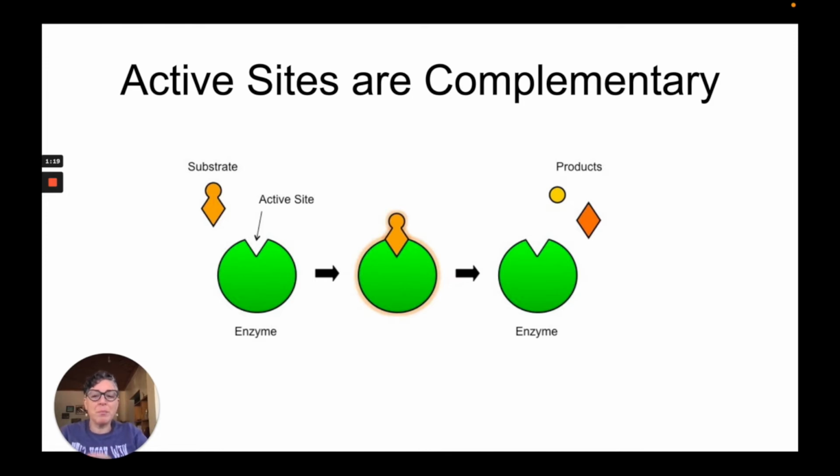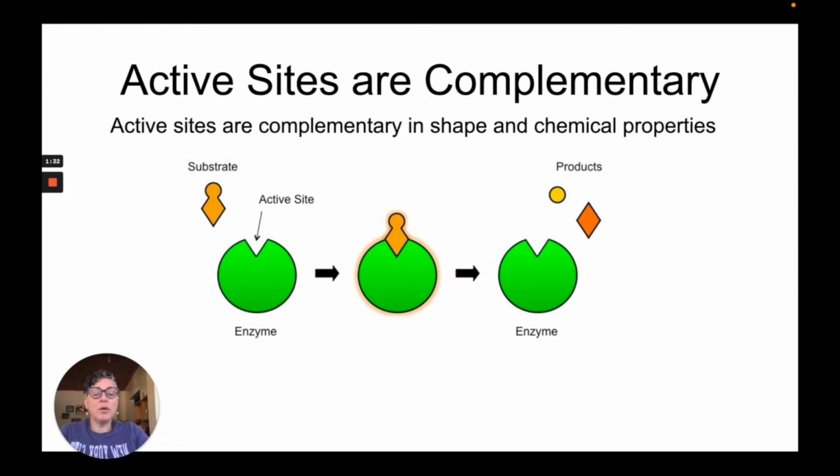But what does this complementary actually do? Why is this important? Why does this create a specificity for that particular enzyme? So not only are they complementary in shape, as we've discussed, but also chemical properties. So they're going to want to adhere to each other. And we saw that in the previous video in the last little slide that we took a look at.